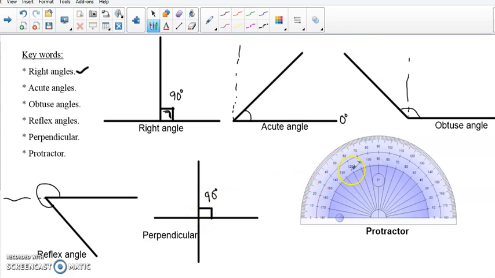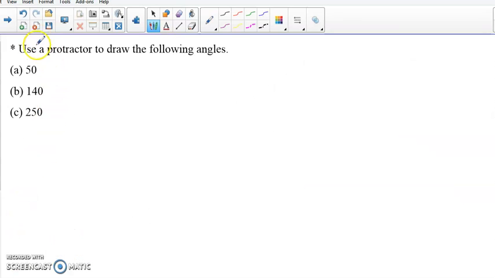Okay, now this is what we call a protractor. In case you don't know, we call this a protractor, and we use this to measure or draw any size of angle. Okay, now let's look at this. It says use a protractor to draw the following angle. The first one is 50 degrees.